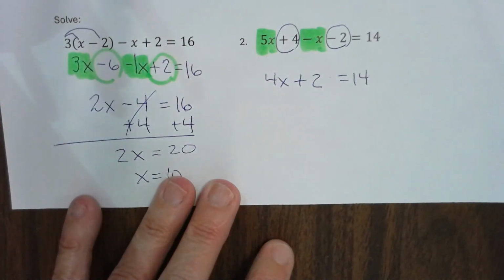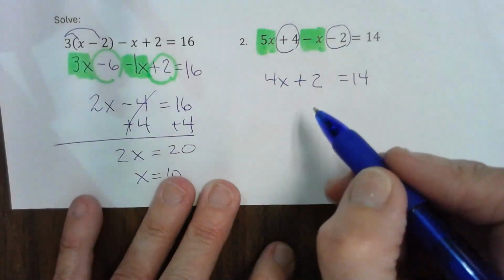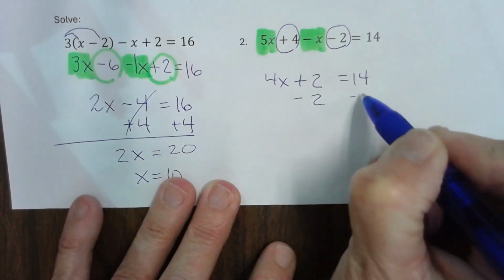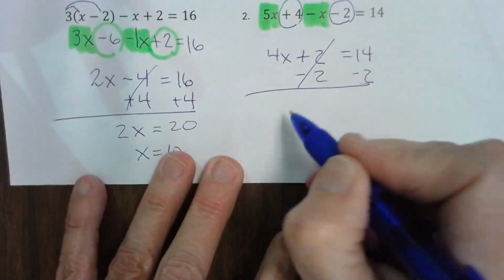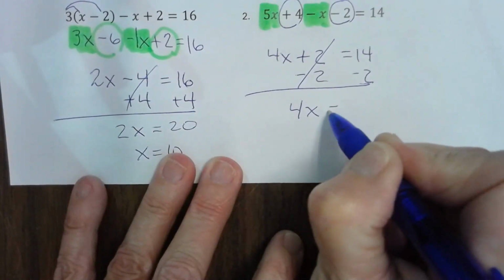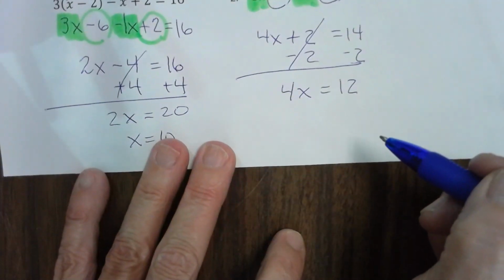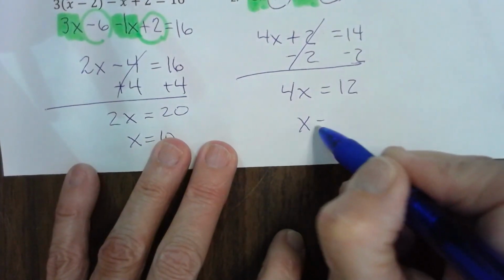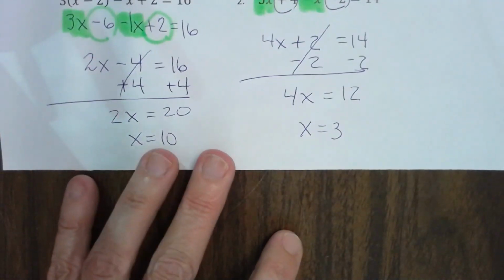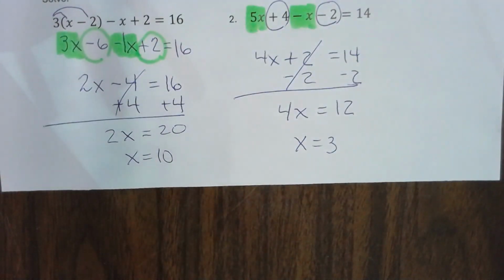Question on that step? Okay, 2-step equation. So I'm going to subtract 2 on both sides. Bring down the 4x, bring down the equal sign. When I subtract 2, I get 12. And last step, divide by 4 and get 3. Question? Be more than happy to talk about it.